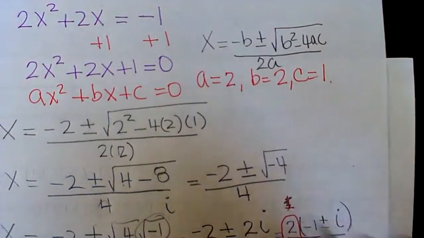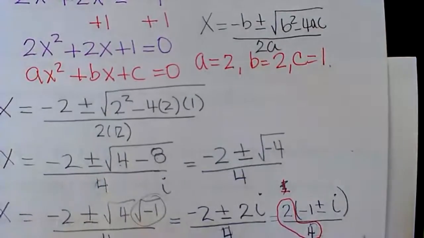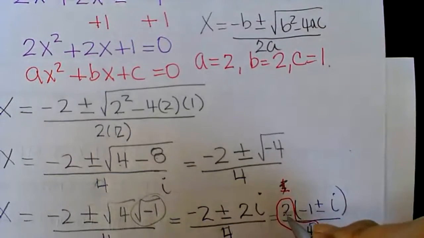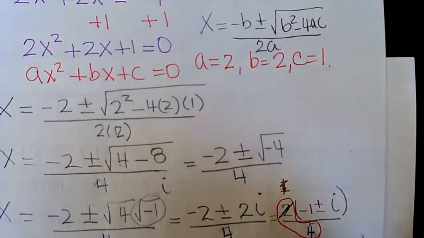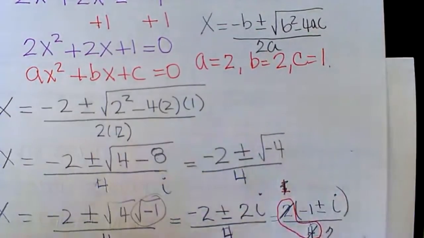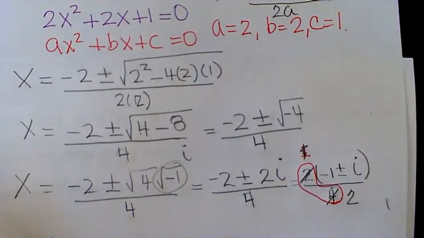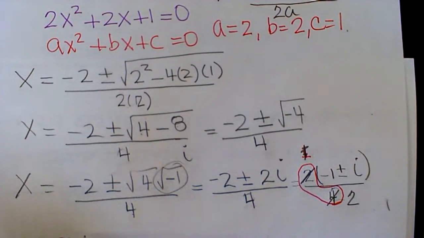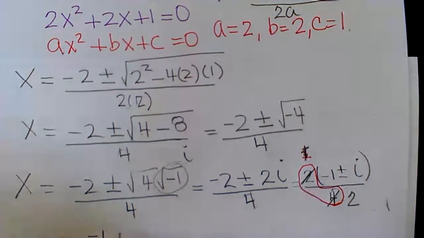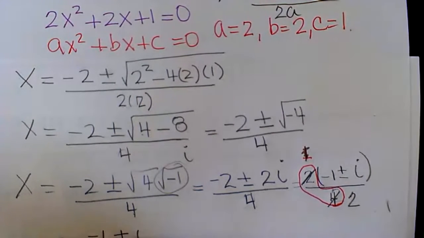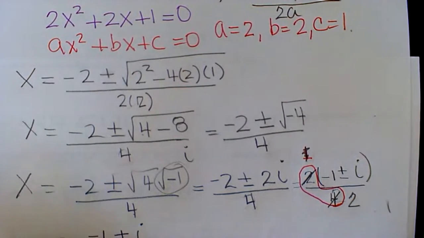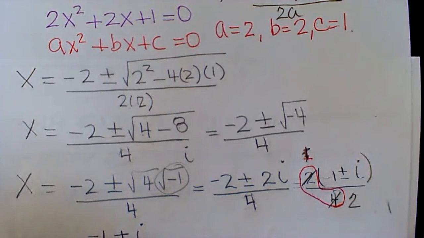So it's not going to be a 1. It's going to be what? Yeah, 1, but on the bottom is going to be a 2. So my answer is going to be -1 plus minus i divided by 2.